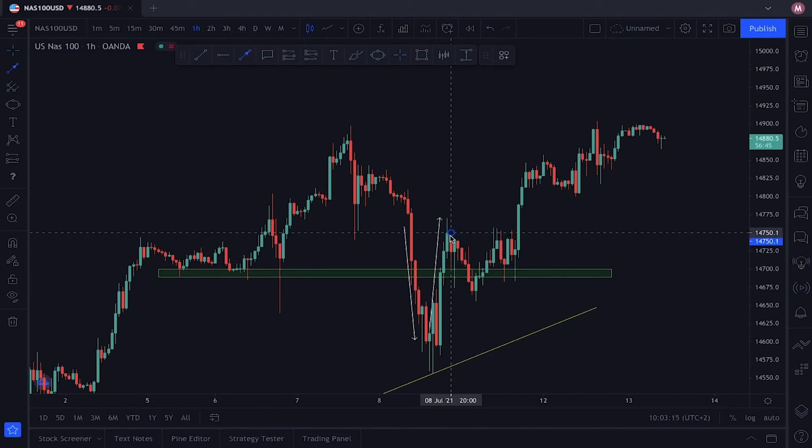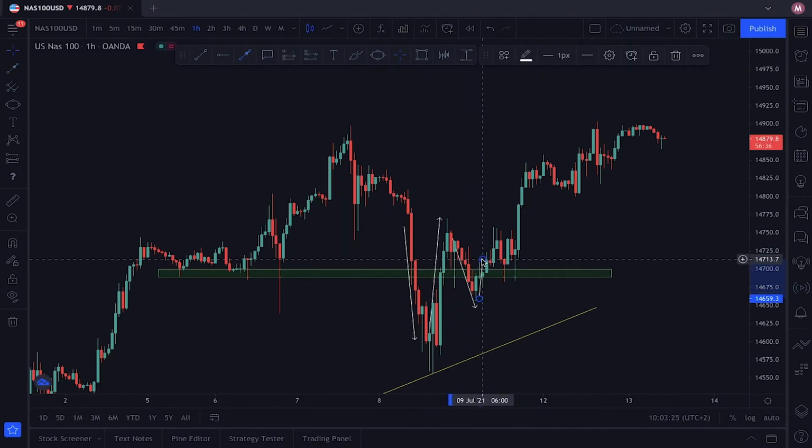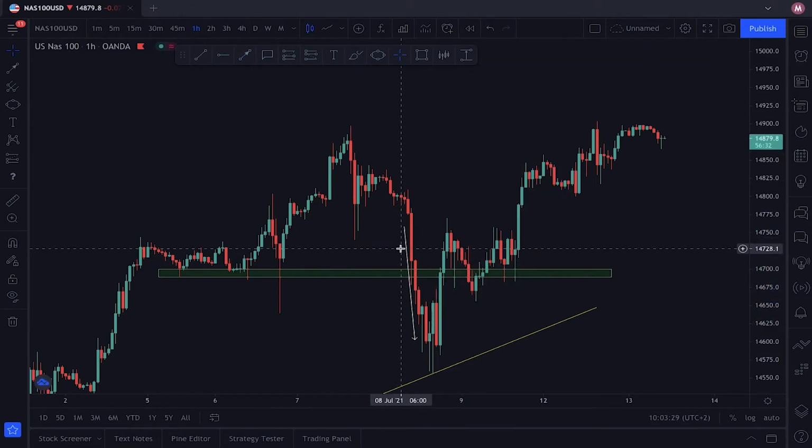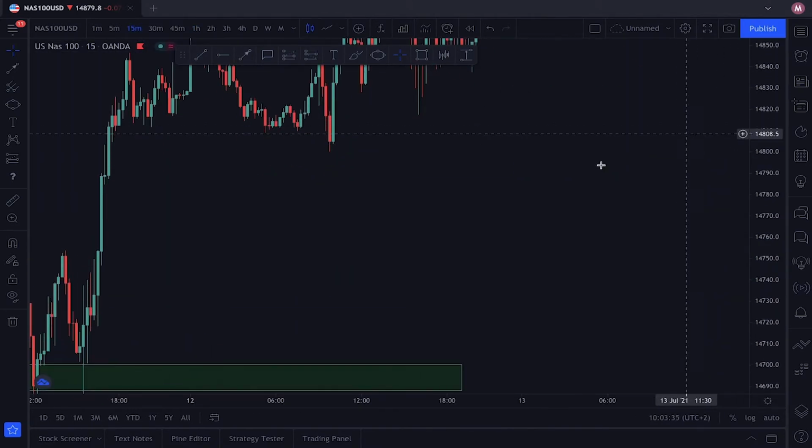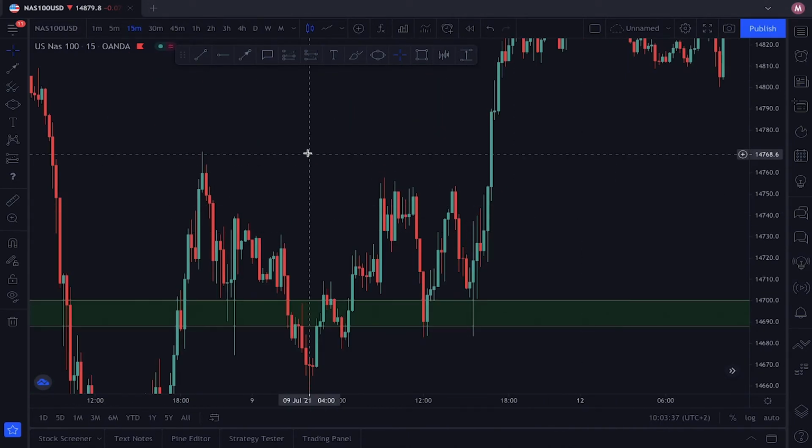It broke back below our support area to make it resistance again, and then after that it broke back above, and that's when I took my second buy trade, which was very successful, I must say. Let me just go down to the 15-minute time frame to go into more detail.